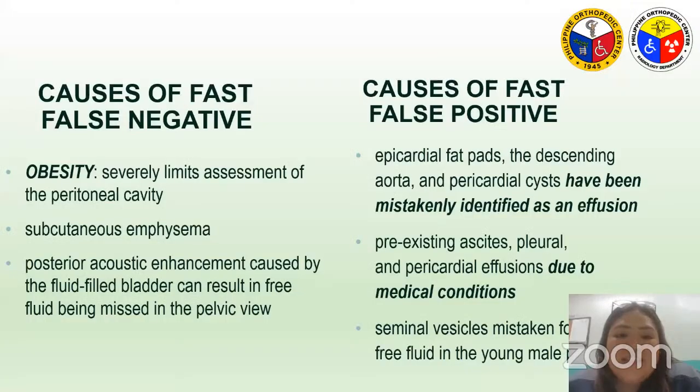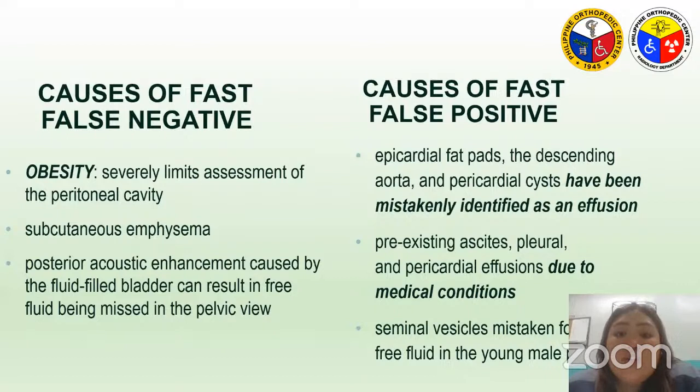In some instances, performing the FAST examination can have false positives and negatives. For FAST false negatives, the reasons are obesity, because it severely limits assessment of the peritoneal cavity. Next is subcutaneous emphysema and posterior acoustic enhancement caused by the fluid-filled bladder that can result in free fluid being missed in the pelvic view.